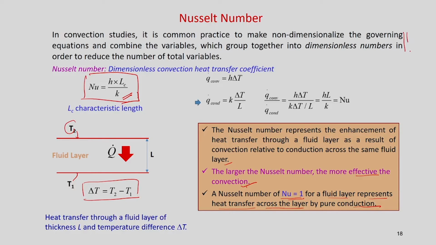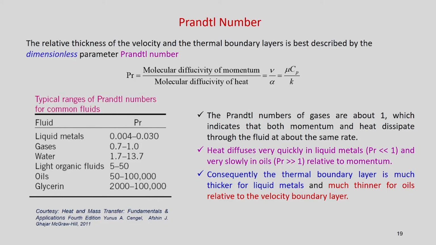So, normally this is done when numerical investigations of complex flows are carried out. One more important parameter is the Prandtl number. The relative thickness of the velocity and thermal boundary layer is best described by the dimensionless parameter called the Prandtl number. This Prandtl number is defined as the ratio of the molecular diffusivity of momentum to the molecular diffusivity of heat. This is nu by alpha.